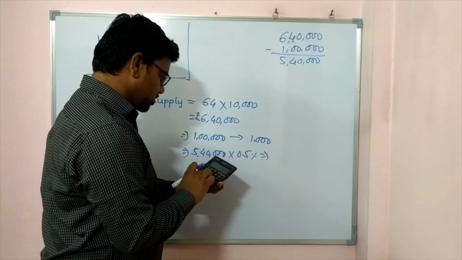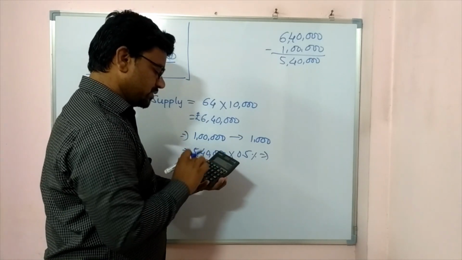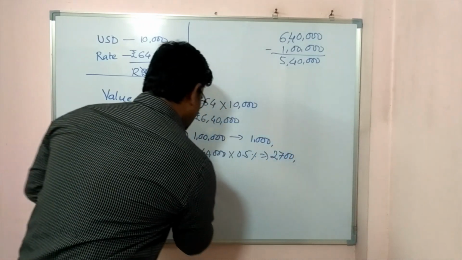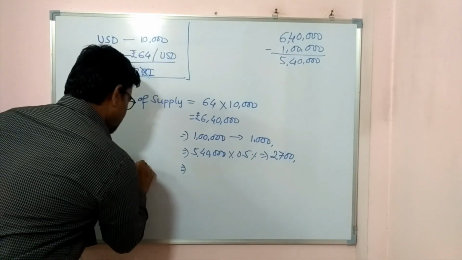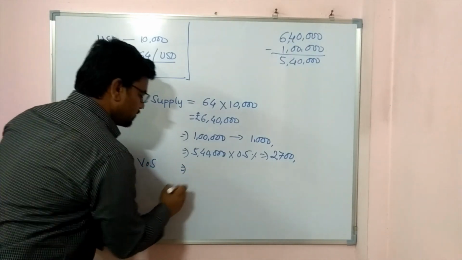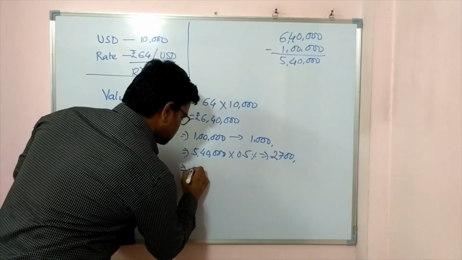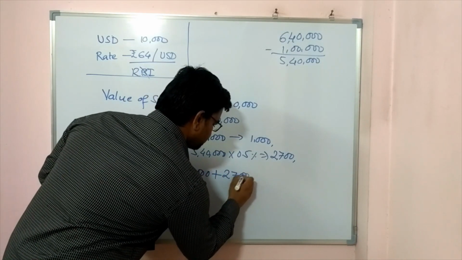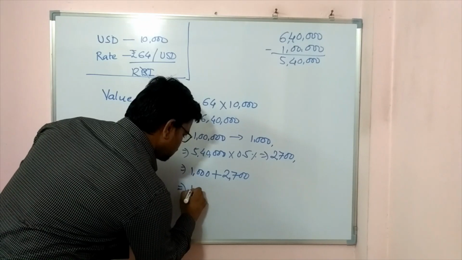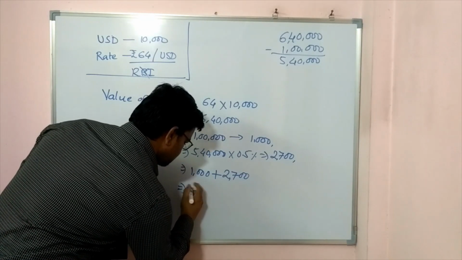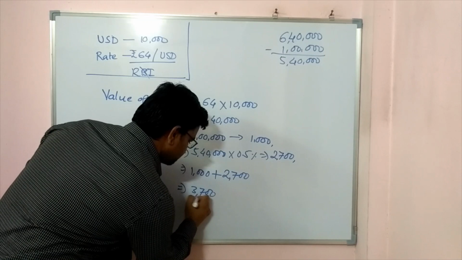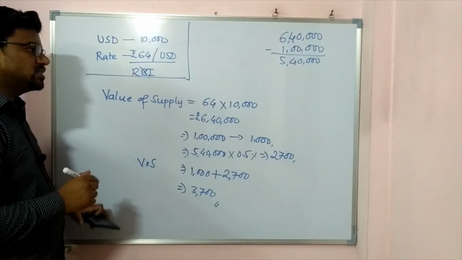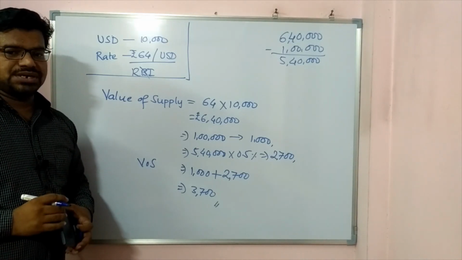5,40,000 into 0.5%, it is 2,700. So these two values I have to consider. Value of supply is equal to 1000 plus 2700. The last is 3700. See how easy this problem is. This was asked in CS Professional 2018.